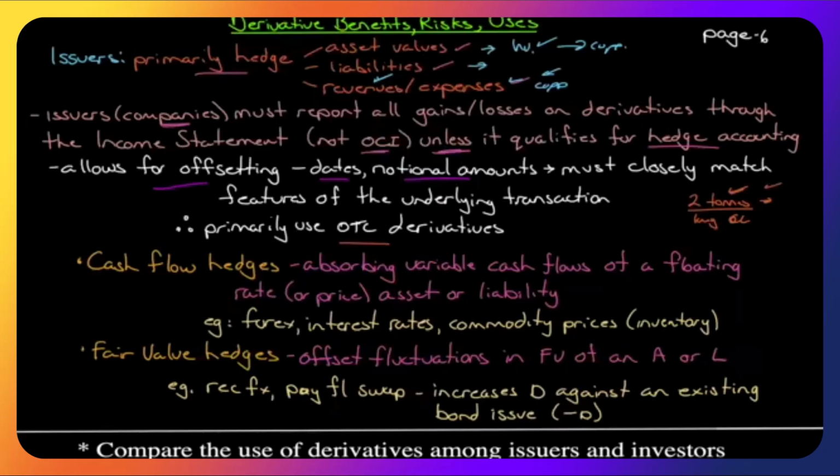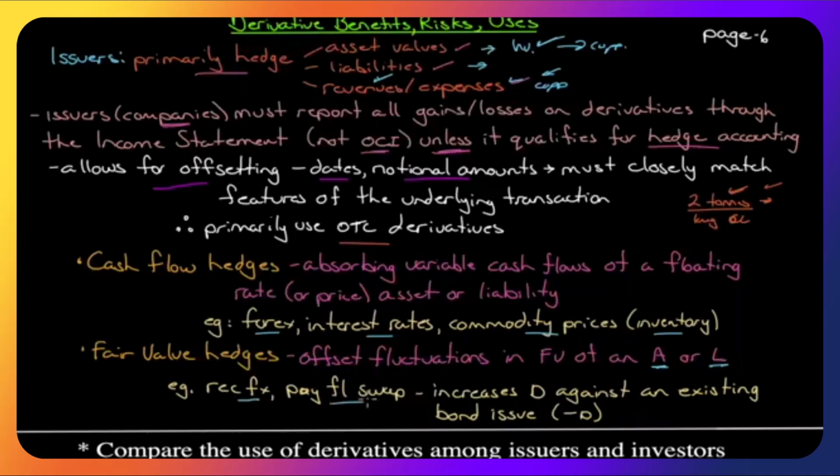Different types of hedges: cash flow hedges absorb the variable cash flows of a floating rate asset or liability, or the floating price of an asset or liability. Forex risk, interest rates, commodity prices, as we just talked about up here on asset values, the commodity prices that are sitting in inventory. Fair value hedges offset fluctuations in fair value of an asset or a liability.